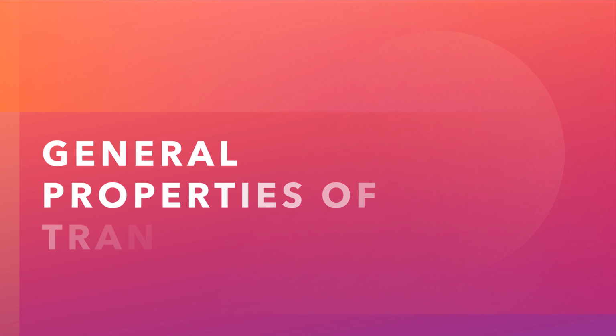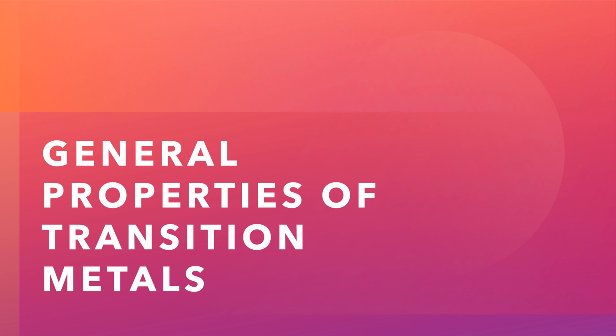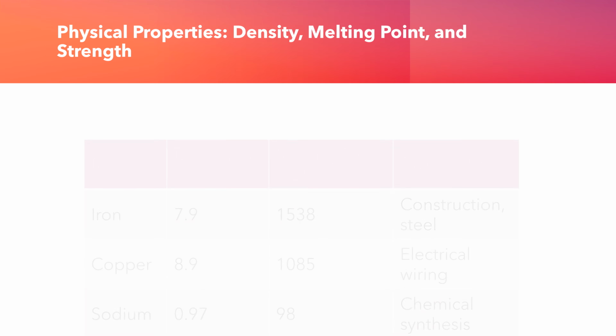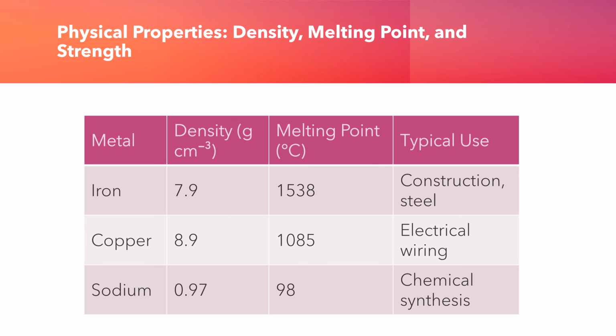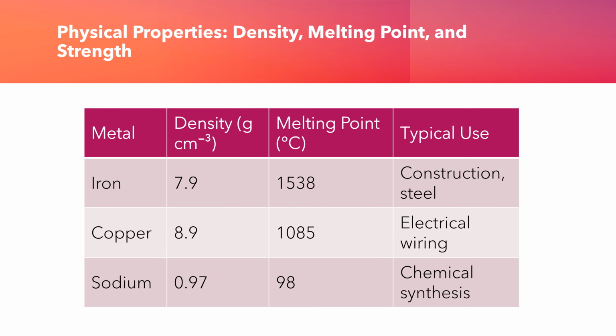Physical properties, density, melting point, and strength. Transition metals have high densities, high melting points, and high tensile strength. These properties arise from the strong metallic bonding present in transition metals, which involves delocalized electrons from both the outer s orbitals and the d orbitals.